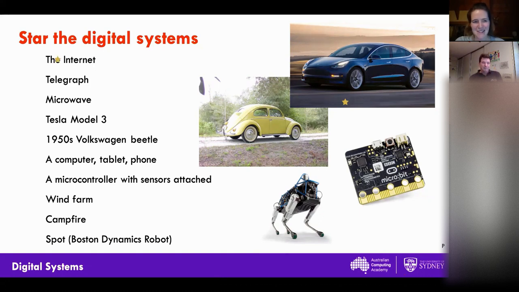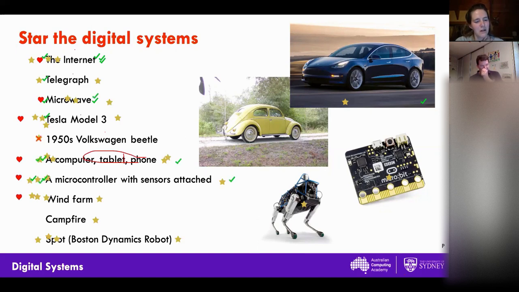We've got one next to the fancy car, the internet. Yep, that's definitely a digital system. I'm just saying, we've got the Tesla Model 3. That's got a lot of technology in it. That certainly is. Microwave, modern microwaves definitely are. Telegraph is. We've definitely got more digital systems here than not. Tablet, phone, microcontroller, wind farm.